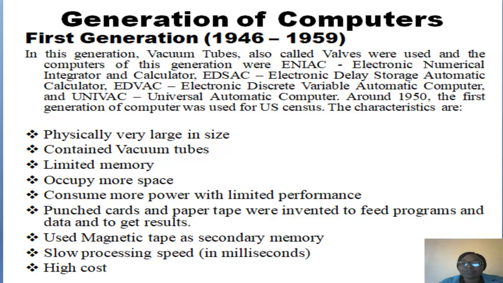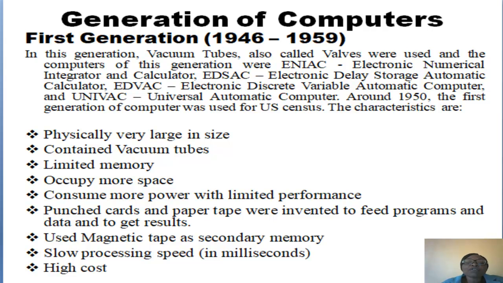Now, what are the features, the characteristics? They were physically very large in size. They contained vacuum tubes. They have limited memory. Unlike the computers we have now, where you can store so many things, graphics, video, and all sorts of files, these ones have limited memory. They occupy more space. They consume more power with limited performance. They use punch cards and paper tapes.